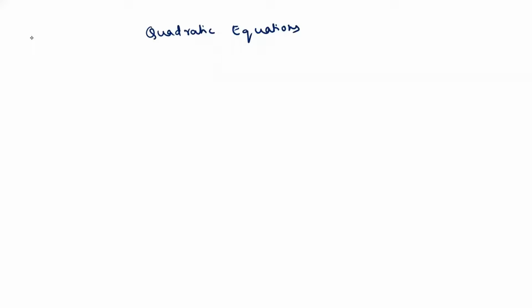Ma'am, an equation with one variable. Yes, Krish? Any equation that has highest power as 2. Okay. What about Rohit? Ma'am, an equation which has one variable with the highest power 2. Yeah, an equation with one variable and highest power 2.